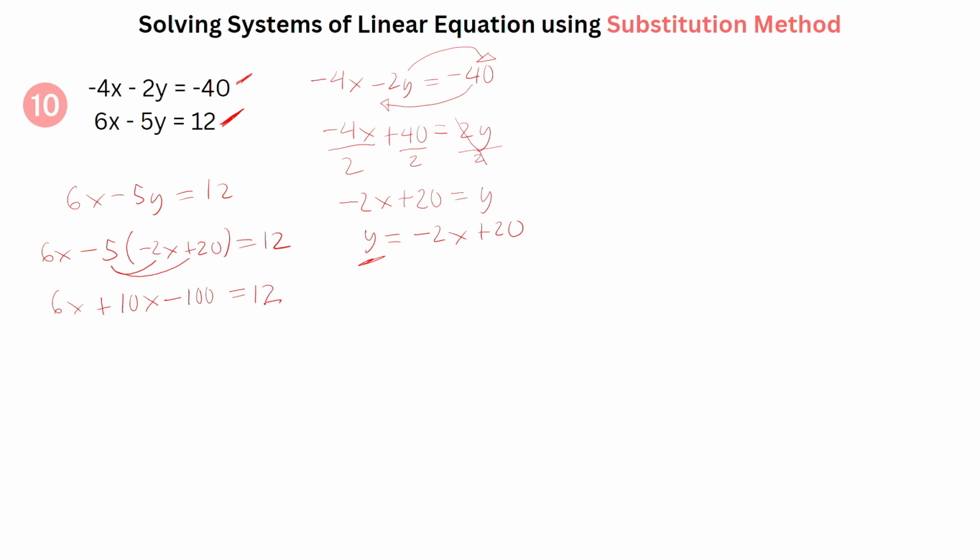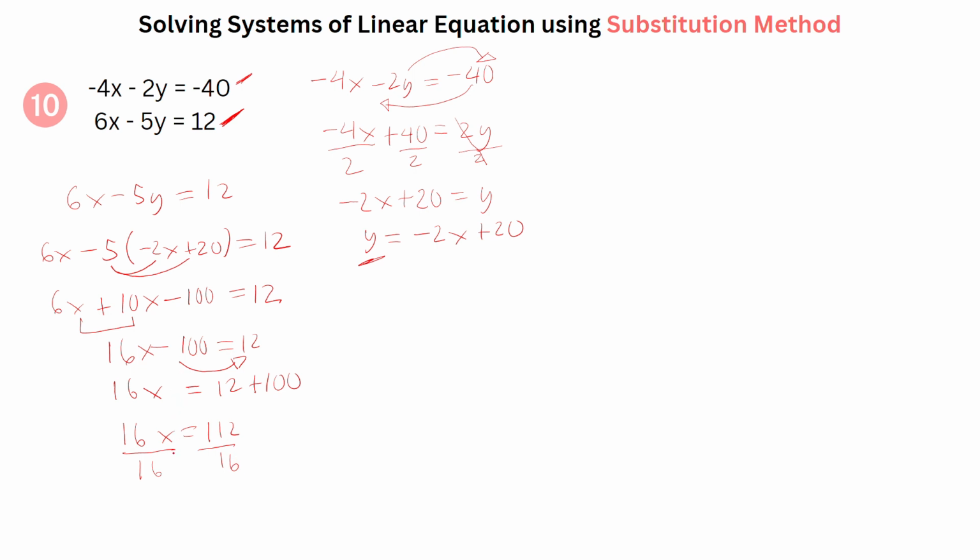Now, what do we do? What we have next is, we have now 6x plus 10x is gonna be 16x, don't forget the variable x, minus 100 is equal to 12. How do we solve for x again? We have to transpose the negative 100 to the right side. So 16x is equal to 12 plus 100. Again, negative will become positive. So 16x is equal to 112. So how do we solve for x again? Divide both sides by 16.